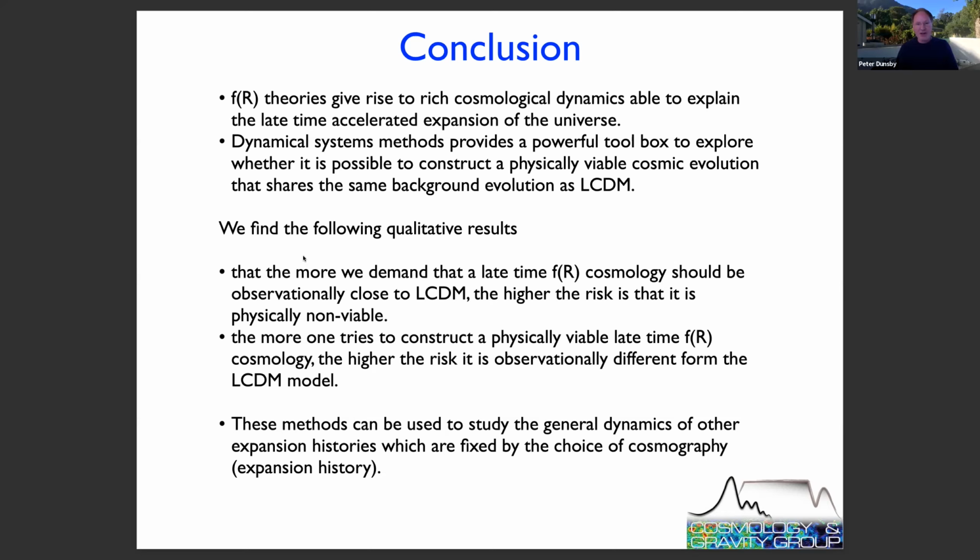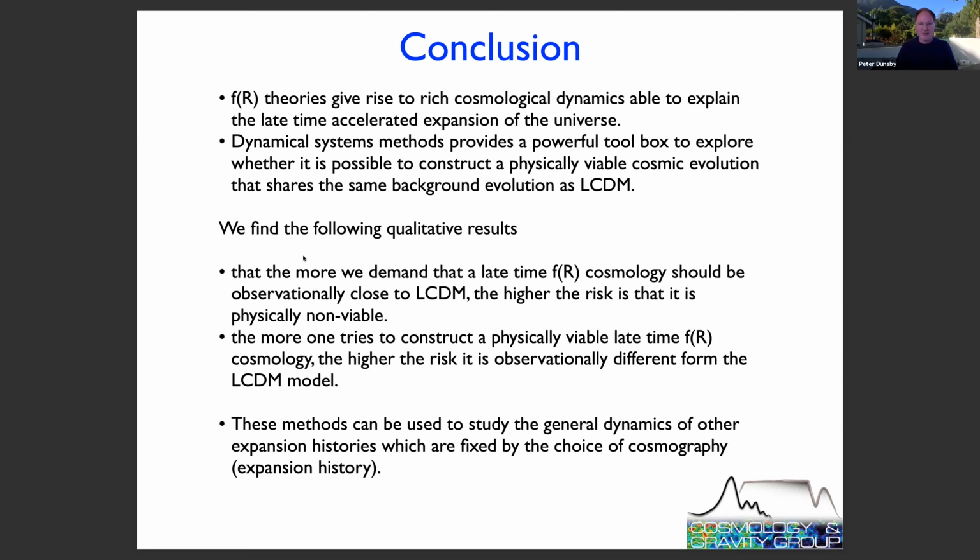So the method is rather nice. It can be used then to pin down different expansion rates. We can pin down the cosmography, then close the set of dynamical systems equations once we've pinned down the cosmography, and then look at the growth rate of perturbations along the orbits which correspond to the background evolution, and use that then as a way of constraining those expansion rates.